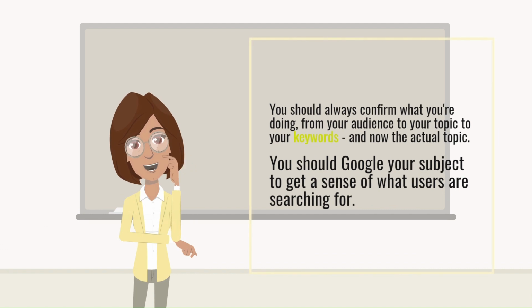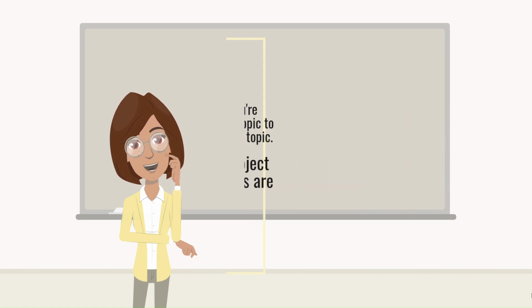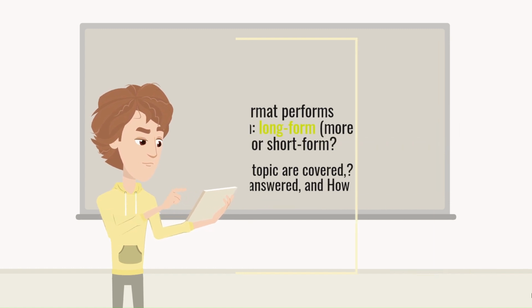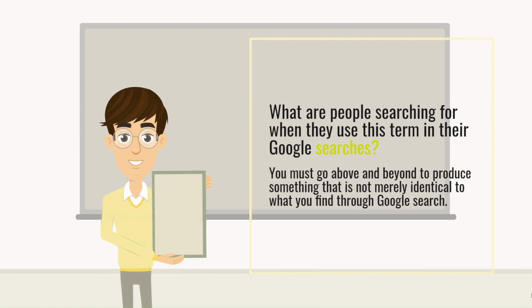You should always confirm what you're doing, from your audience to your topic to your keywords, and now the actual topic. You should Google your subject to get a sense of what users are searching for. Which blog post format performs better for the term: long form, more than 1,500 words, or short form? What aspects of the topic are covered? What questions are answered, and how in-depth are they? What are people searching for when they use this term in their Google searches?